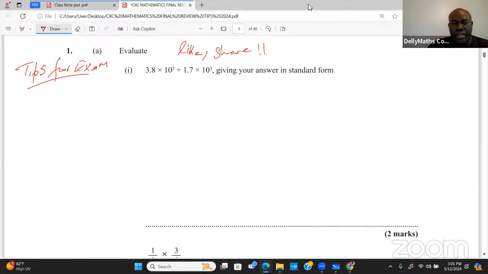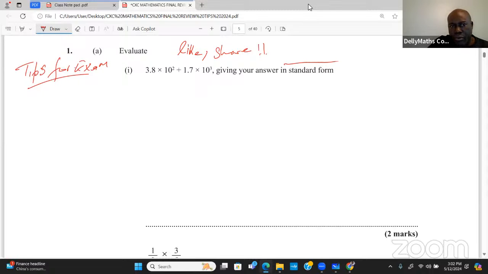So our first question comes from numbers. This question states that 3.8 times 10 raised to the second power plus 1.7 times 10 raised to the third, we want to evaluate that, giving your answer in standard form. So what we want to do with a question like this first is work this out to see what we have, then we put it in standard form.